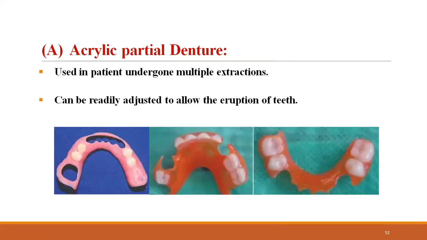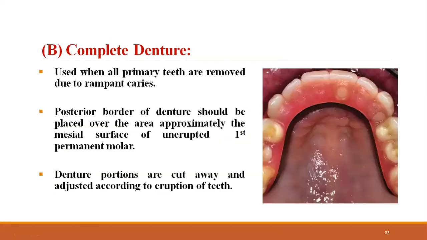The acrylic partial denture is used in patients who have undergone multiple tooth extractions, like here. It can be readily adjusted to allow the eruption of teeth by trimming the acrylic. A complete denture is used when all primary teeth are removed due to rampant caries. In this, the posterior border of the denture should be placed over the area approximately at the mesial surface of the unerupted first permanent molar, and denture portions are cut away and adjusted according to the eruption of the teeth.